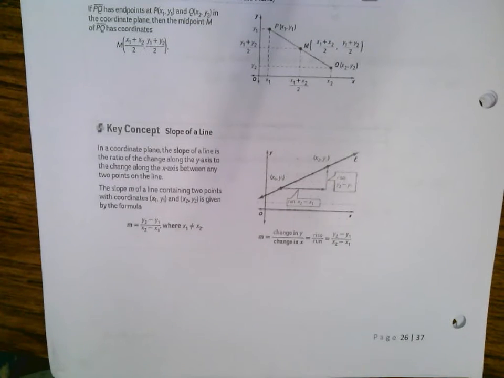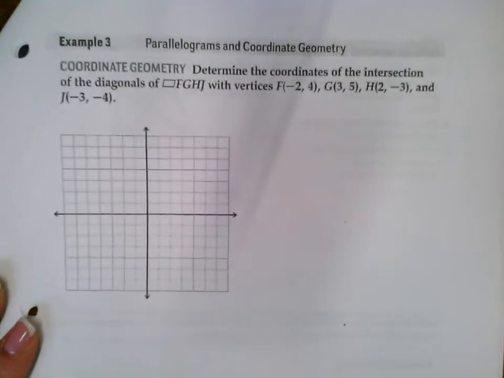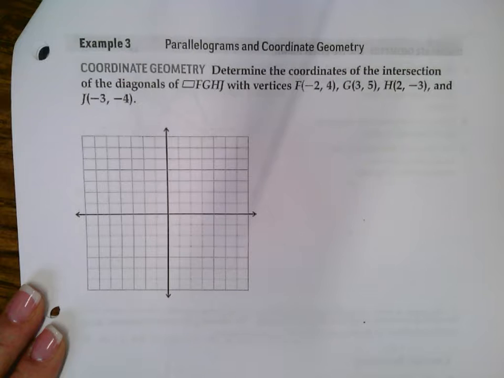And if you look at the bottom of page 26, it's reminding you about the slope of a line. We use the slope of a line because we want to prove if the opposite sides are parallel or not. If you turn to page 27, it's asking you to determine the coordinates of the intersection of diagonals FG and HJ with those vertices. So the first thing I'm going to do is graph this.